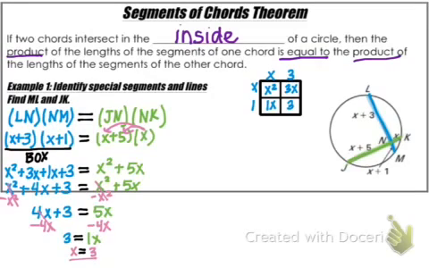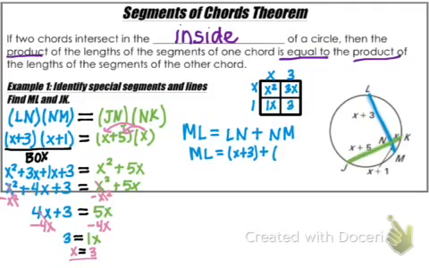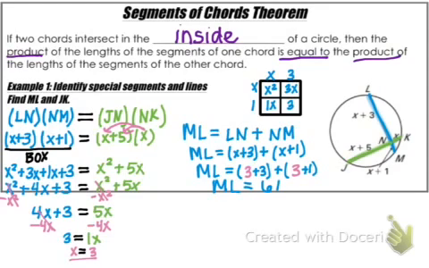Well, we're not quite done because we needed to solve for the entire segment length. So let's start with ML. ML is equal to LN plus NM. So LN is x plus 3 and NM is x plus 1. So wherever I have an x, I'm now going to plug in a 3 because that's what we solved for. So ML is equal to 6 plus 4, which is 10. ML is 10.